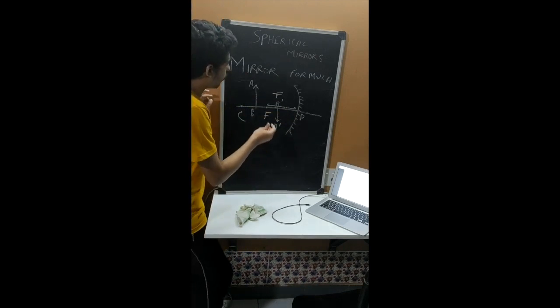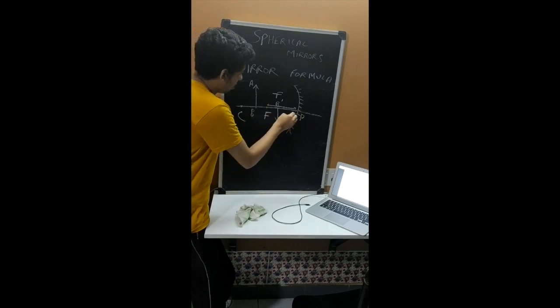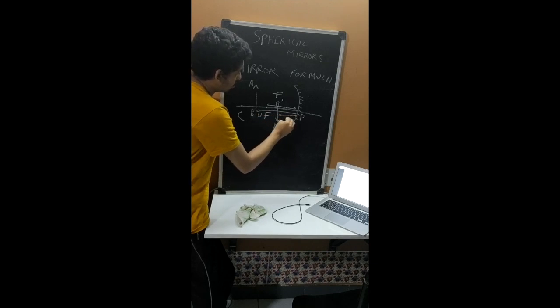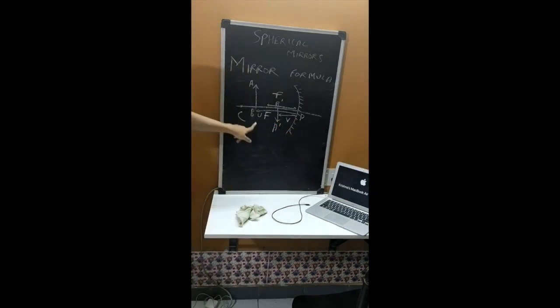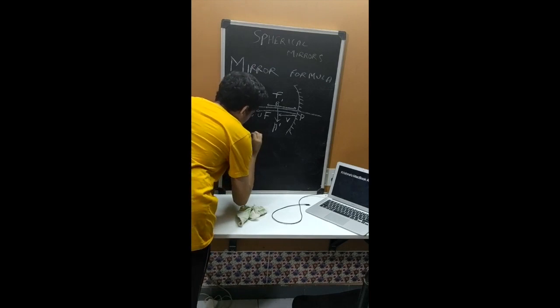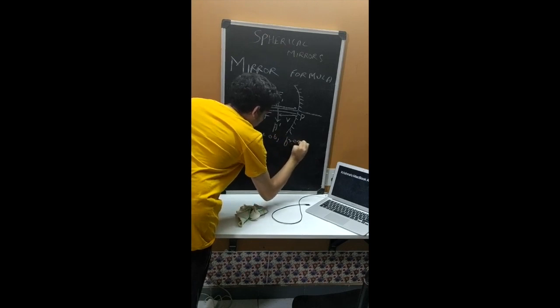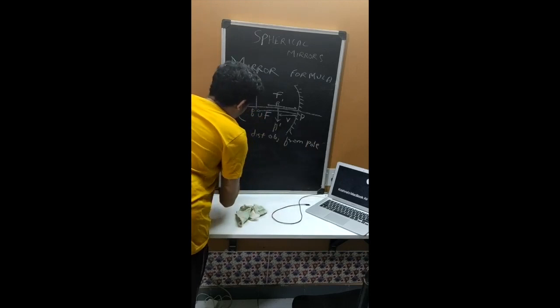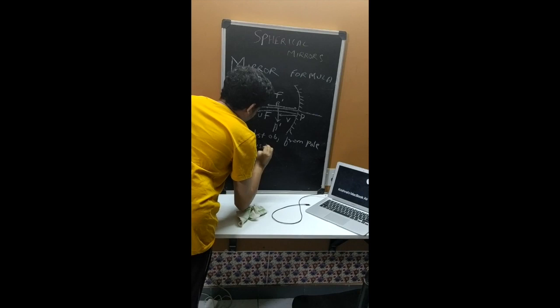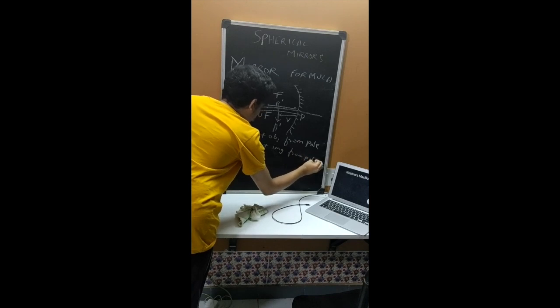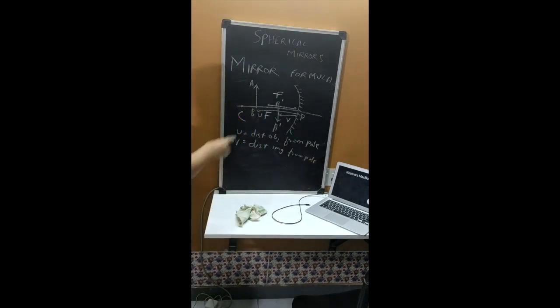Now, the distance of the object from the pole will be, this distance will be u. The distance of the image from the pole, this distance will be v. u is the distance of the object from the pole, note it down. v is the distance of the image from the pole. Okay, this is very important. f, you know, is the focal length.